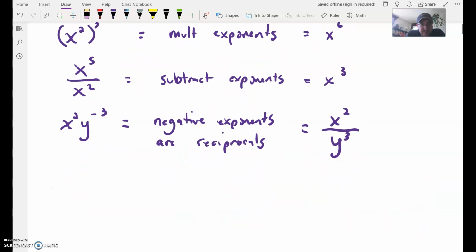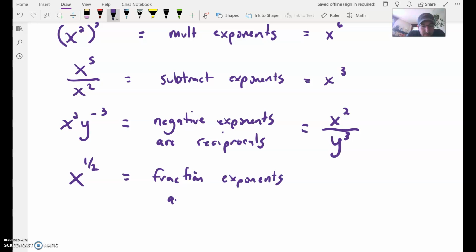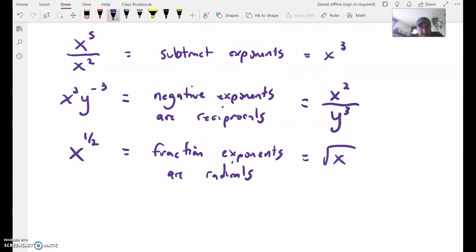And then the last one, which leads us right into our unit, is if you ever have x to the 1/2, fraction exponents are square roots. We'll call them radicals. A 1/2 power is the square root of x. Okay, we talked about this yesterday, right? So I'm not going to go over it too much, but the number on the bottom goes right here.